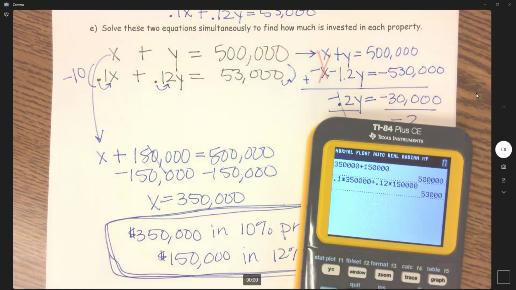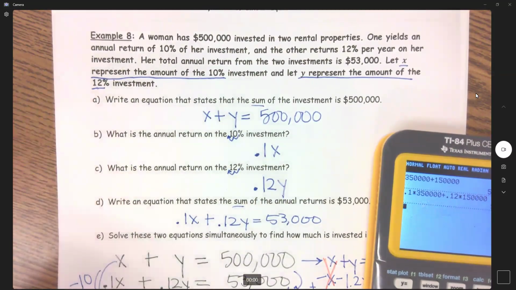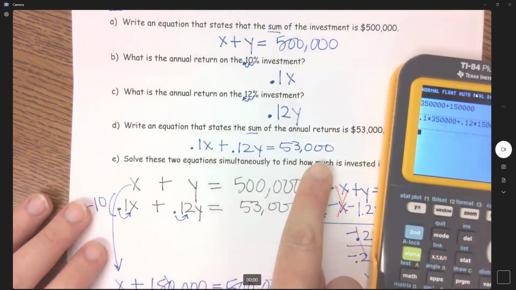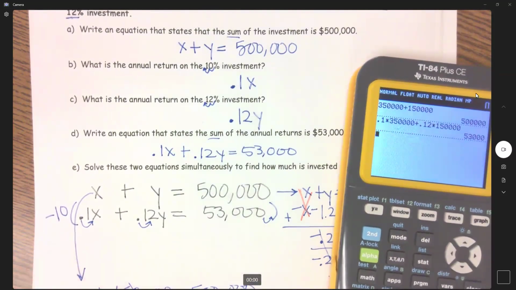So now I want you to pause the video and I want you to try example 9 on your own. It is the exact same type here, except it's not going to walk you through it. So you need to set up this equation, set up this equation, and then solve by substitution or elimination. Once you have an answer, pause the video and then you can check your answer.